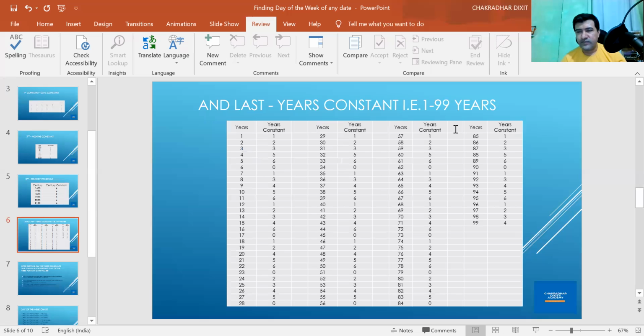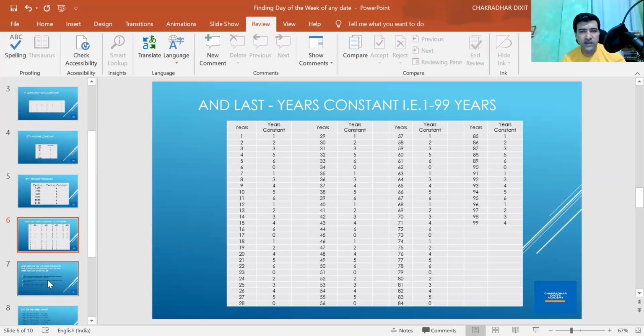Finally, the years constant, like from 1901 to 1999, for every year there's a constant. But this is also not that difficult, because we have to memorize constants for the first 28 years only, and then the numbers are recurring. The constant for 1, 29, 57, and 85 is the same. For 2, 30, 58, and 86, the constant is the same, that is 2. So for 1 to 28, our years constants are 1 2 3 5 6 0, 1 3 4 5 6 1, 2 3 4 6 0, 1 2 4 5 6 0, 2 3 4, and 5 0. And then we repeat the same again and again.